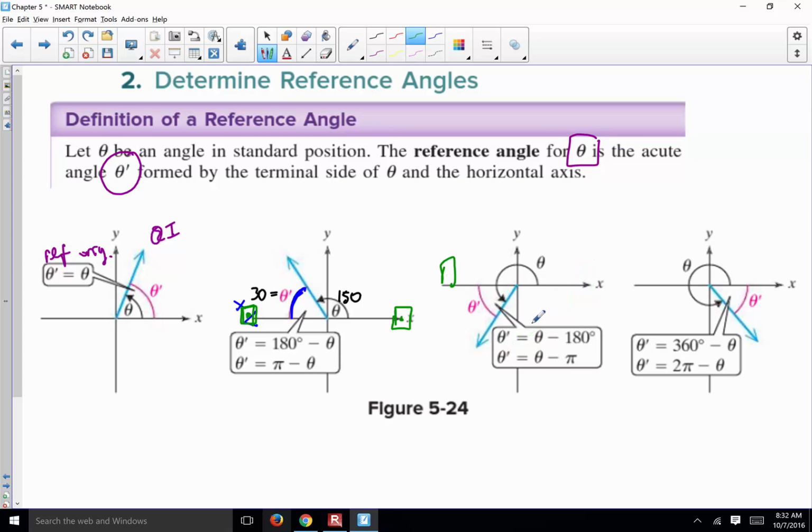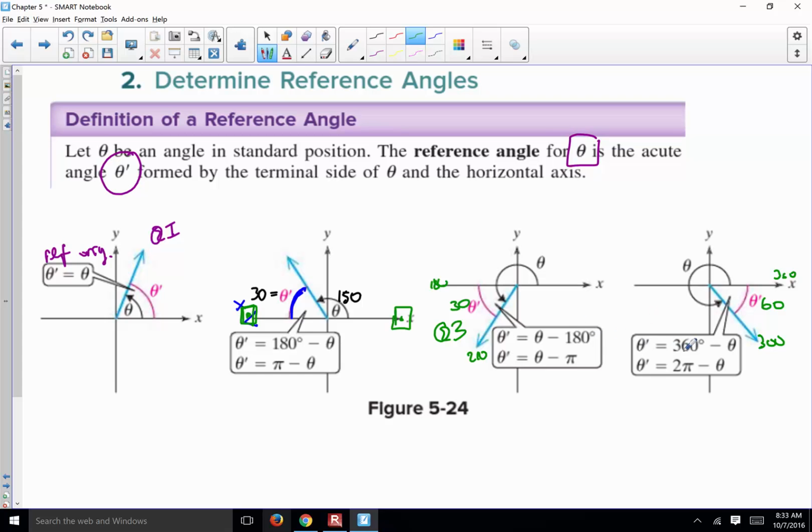So if you have a quadrant 3 angle, then you subtract 180 from the original and compute it. Like 210, this is 180, you subtract and compute 30. If you are in quadrant 4, you subtract your angle from 360. This is 360, and if you have 300, the difference is 60.